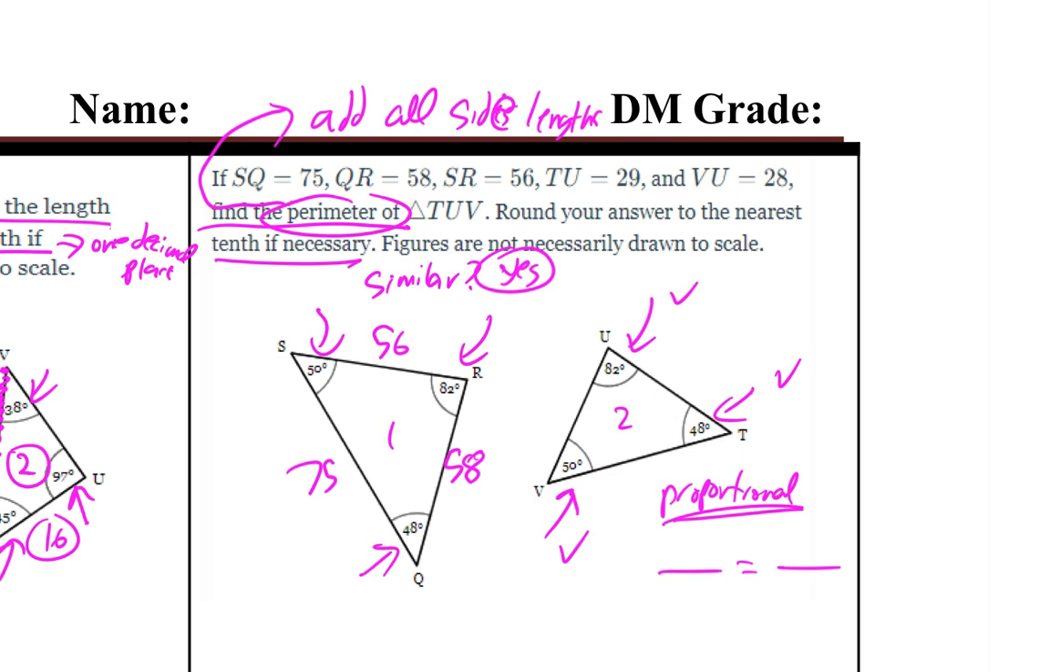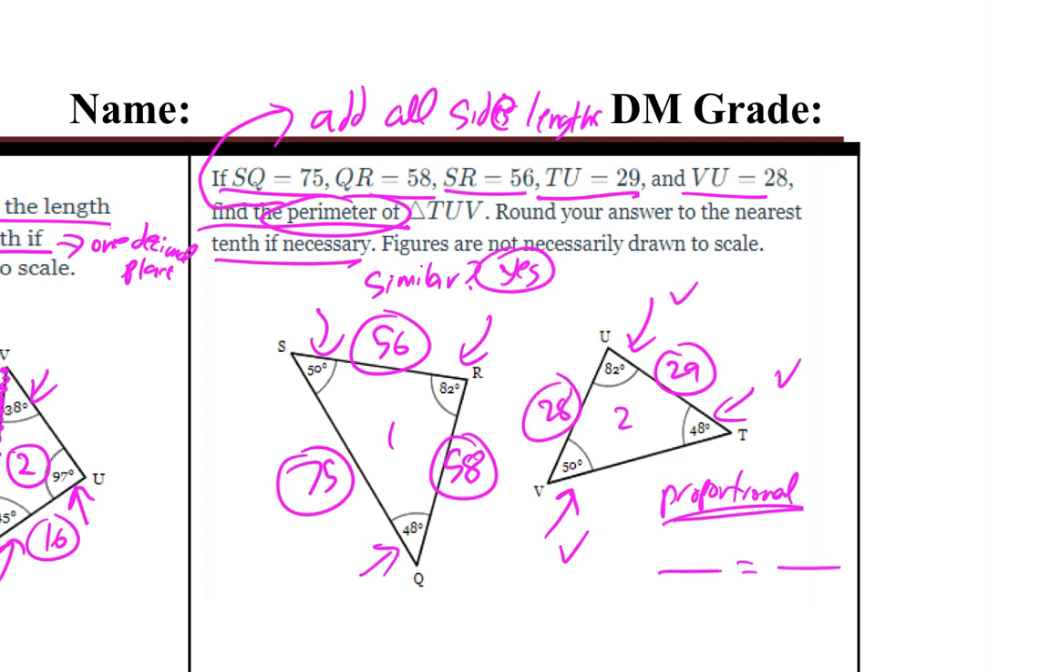Well, what do we know? We got that last one right here. VU is 28. That's a little bit different because we have 4 values on this one, 1, 2, I'm sorry, 5, 3, 4, 5. TU is 29. Let's circle all these so they pop out. TU is 29 and VU is 28. They want the perimeter of TUV, so we need 28, 29, and this one right here, the side that we're trying to find.